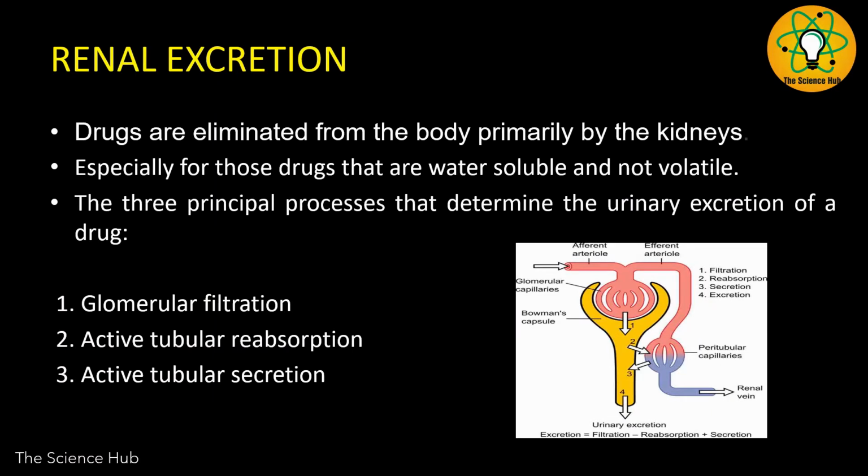First of all, renal excretion. Drugs are eliminated from the body primarily by the kidneys, especially those drugs that are water soluble and non-volatile. The three principal processes that determine the urinary excretion of a drug include, first, glomerular filtration, second, active tubular reabsorption, and third, active tubular secretion.